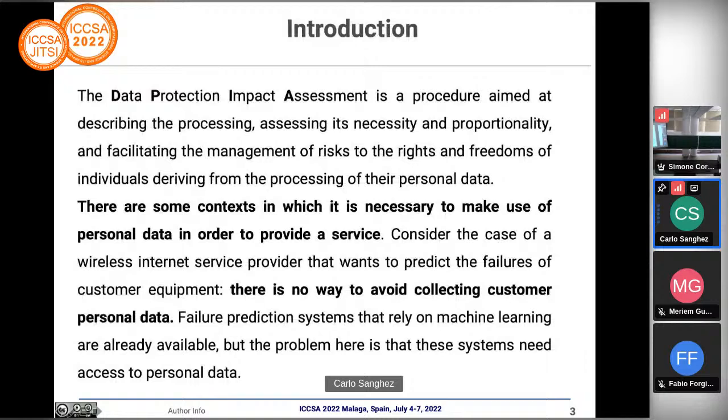So, what about the data protection impact assessment? The data protection impact assessment is a process that helps us improve the management of risk to the rights and freedoms of individuals. The scope of this process, theoretically, is every system that collects personal data. When I say system, I mean a software system.